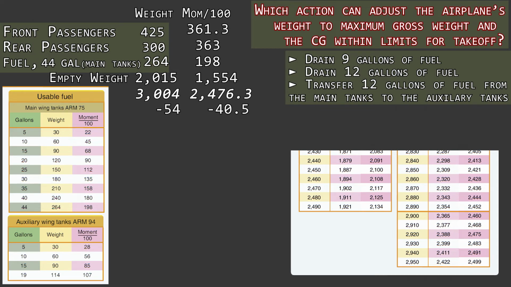Since we're not doing anything else besides draining fuel, we can subtract the moment from the old moment, and the new one is 2435.8, and the weight is now max weight 2950. And the moment falls between the forward and the aft CG limits. Why don't the other answers work? You can go ahead and run the numbers and see what you end up with, and you'll see that 9 gallons of fuel being drained is the best option.